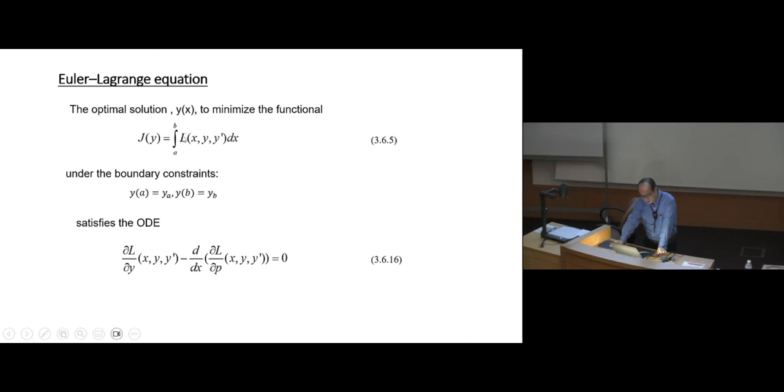Because here, in the definition of this integrand, y is a function of x. The partial derivative appears because L is written as a function of 3 variables, x, y, and p. That's why you have this partial derivative. But indeed, it is an ordinary differential equation, because once you take the partial derivative, you still have a function of just x, y, and y dot, and y is just a function of x.